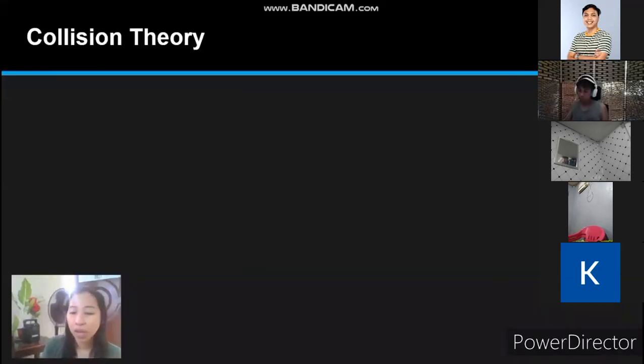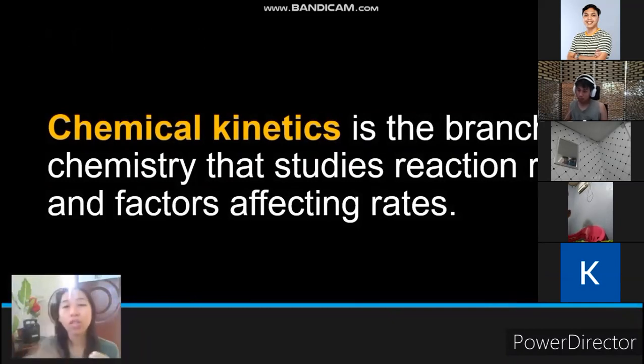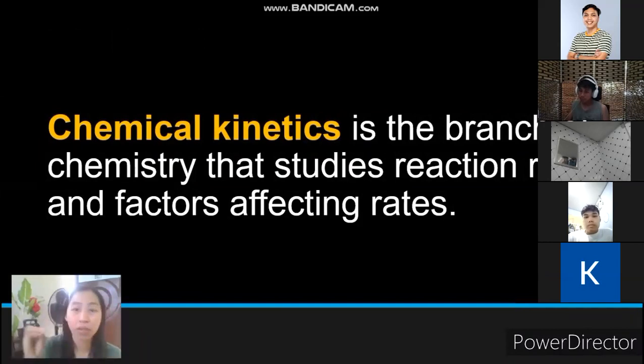Okay, now there's this one thing which we call chemical kinetics, which is the branch of chemistry that studies all the reaction rates and all the factors that affect the rates or the speed, no? Kung sa ba kapaspas nag-move ang certain molecules or atoms, and so on and so forth.